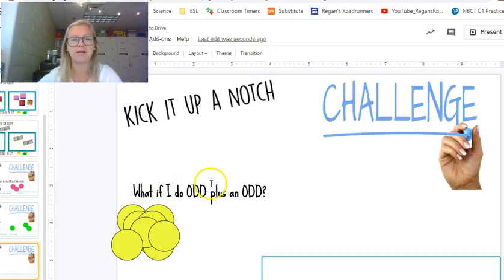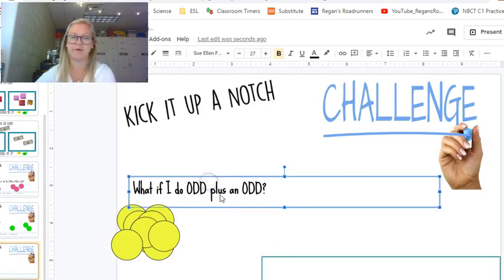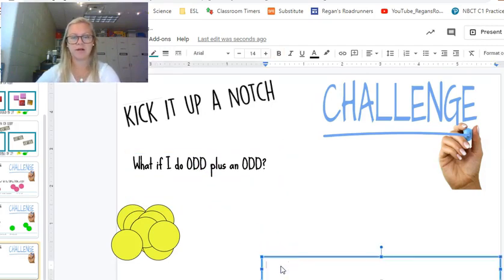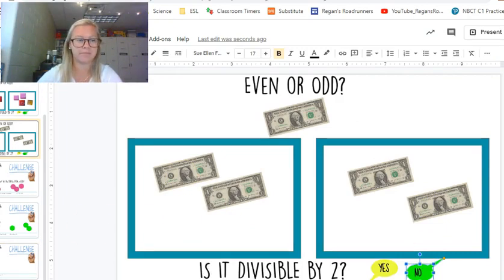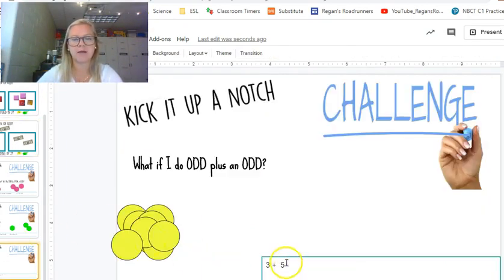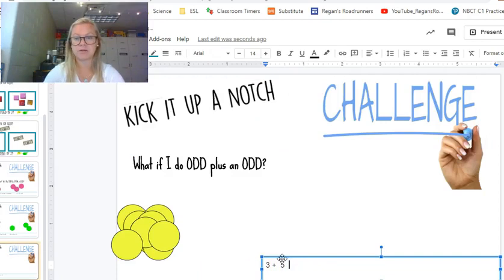What if I do an odd number plus an odd number? So give me an odd number. We just said 3 was nice and easy. It's another odd number. Well, we've done it a couple times now with 5. We know that 5 cannot be split into 2 equal groups, just like our dollar bills here. 5 was an odd number, right? All right, so 3 plus 5. What is 3 plus 5? It's 8. Very good.